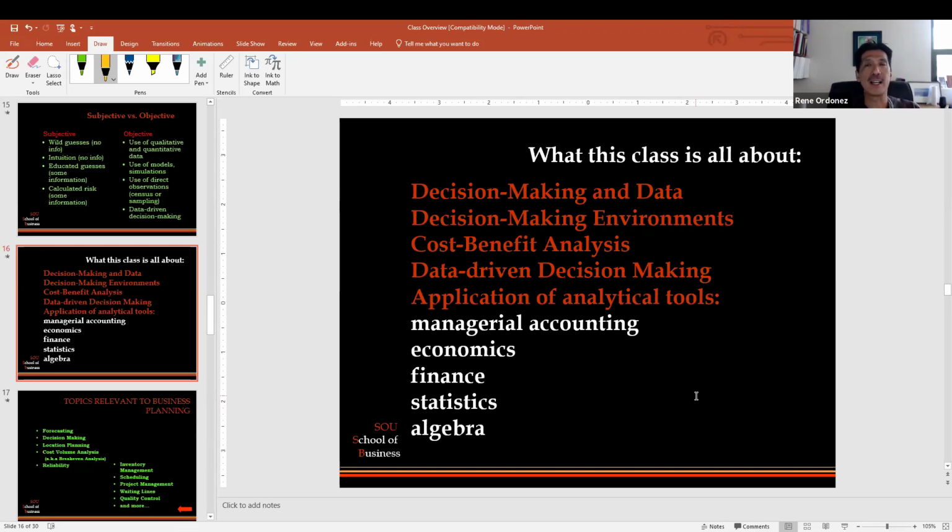So common subject areas where we will be drawing concepts and understandings from will be your accounting class, your economics, micro and macro, finance, statistics, and algebra in most cases, I mean, in some of the models.